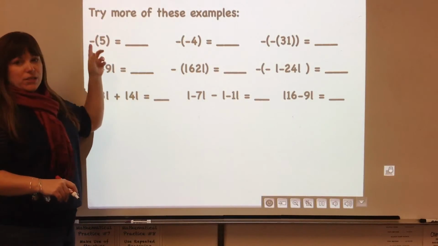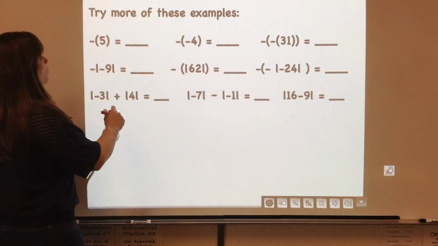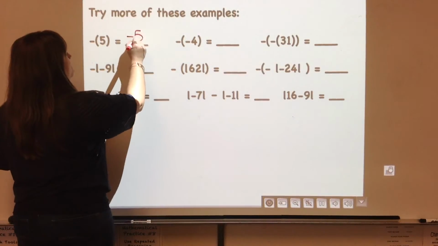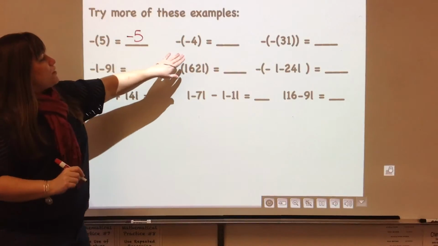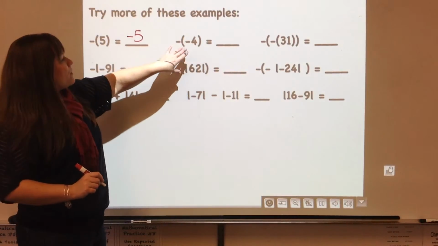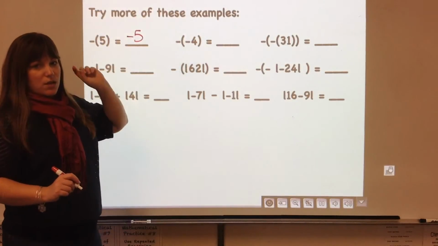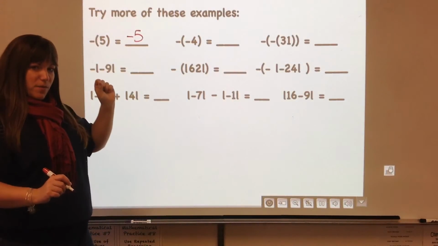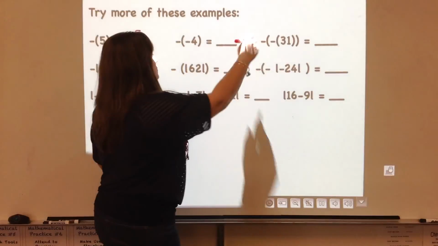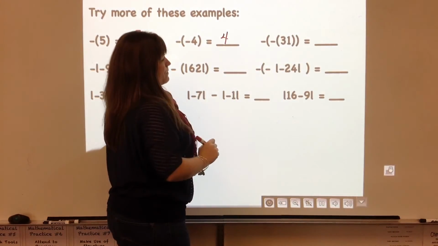So this one is just find the opposite of 5. So that would be negative 5. The second one in the middle, we're finding the opposite of negative 4. So you just think, okay, we're on negative 4 on the number line, and then we have to go in the opposite direction to positive 4.